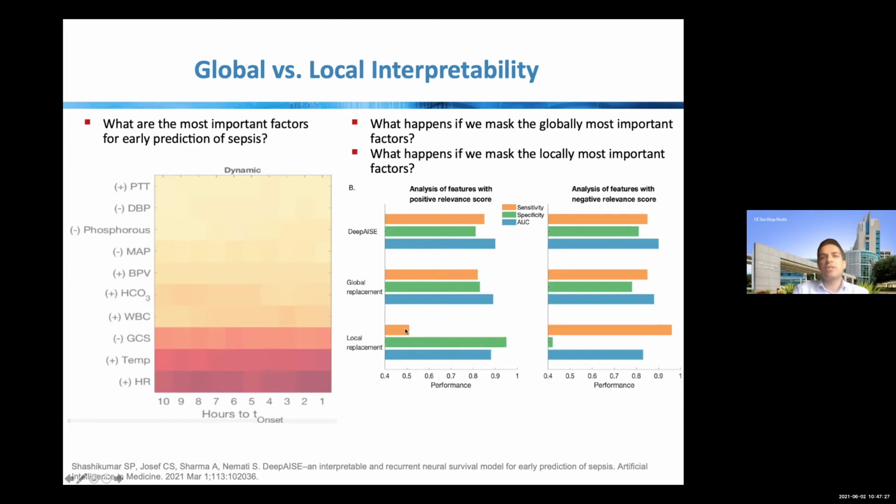Versus when we asked the question, if I replace the most important factors at this point in time for this patient, what happens? We notice that depending on whether we are masking factors that are increasing the score or masking the factors that are decreasing the score, we see a huge drop in sensitivity or specificity of the algorithm. So this showed us that when you are dealing with deep learning algorithms that look at interactions and temporal patterns in the data, the explanation or interpretability is very local to this patient at this point in time, because the algorithm is really paying attention to contextual information.